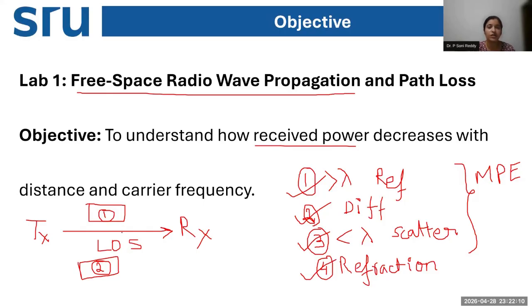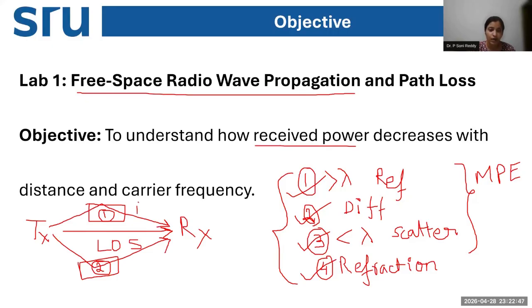So when there are different sizes of obstacles in this communication channel through which the signal is being transmitted from the transmitter to the receiver, these factors come into play. These factors mean there would be some amount of reflection, diffraction, scattering, and refraction. Now, because of all these factors, what is happening? The signal from the transmitter will follow different paths from the transmitter to the receiver.